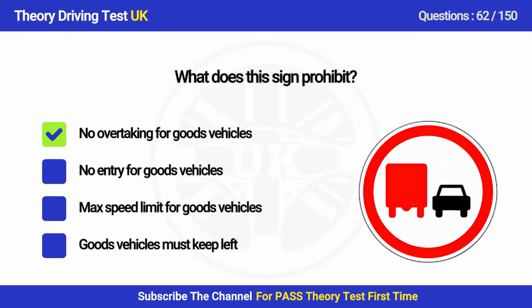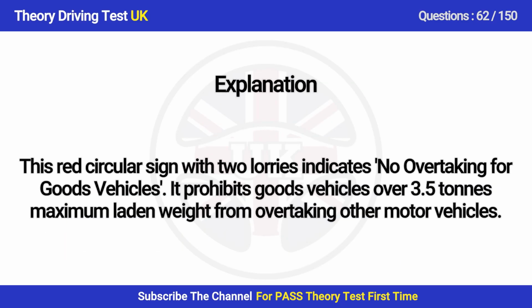Answer is A. No overtaking for goods vehicles. This red circular sign indicates no overtaking for goods vehicles. It prohibits goods vehicles over 3.5 tons maximum laden weight from overtaking other motor vehicles.